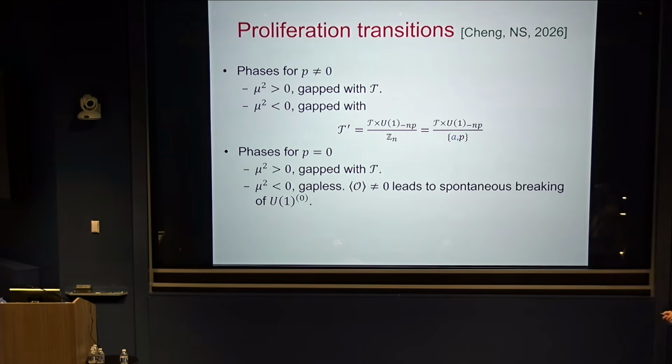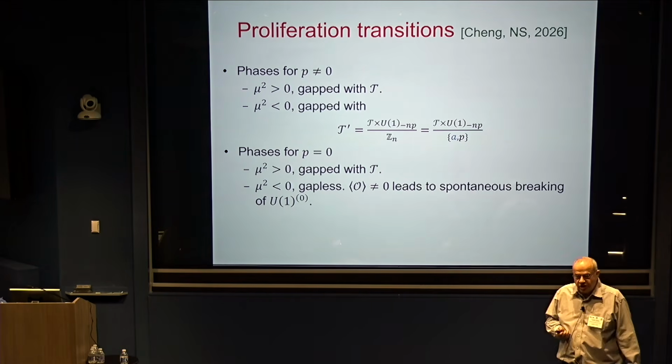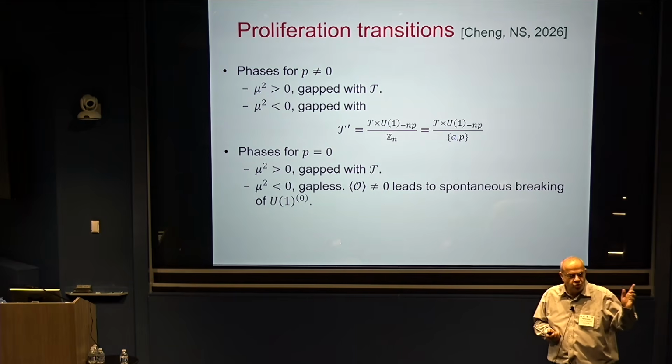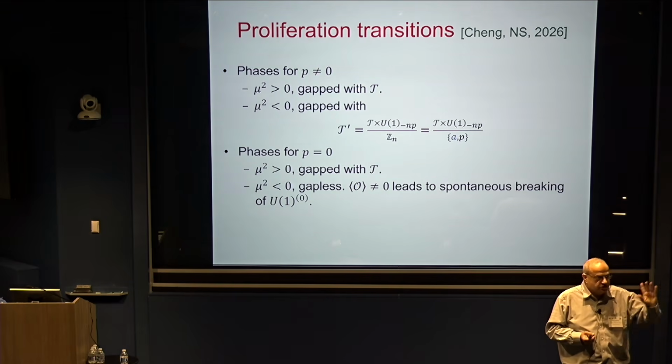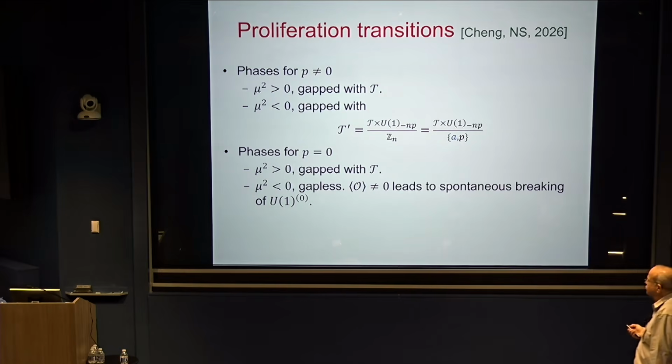For P equals 0, it's a little bit more interesting. This is the case which is anomaly-free. Notice when P is a multiple of 2n, it's also anomaly-free, but only P equals 0 is special. P equals 0 is special because for the first line, when mu square is positive, it's gapped with the TQFT T. But when mu square is negative, this operator O gets an expectation value and leads to spontaneous breaking of our global U1 symmetry that I talked so much about.